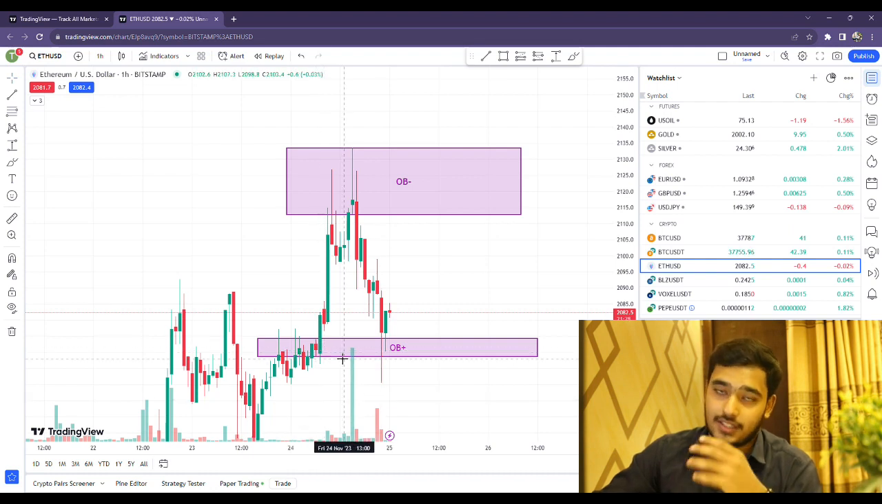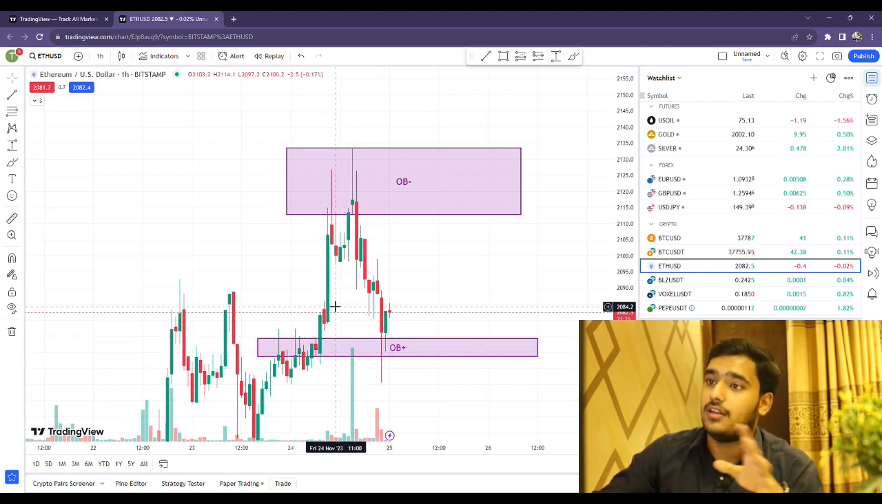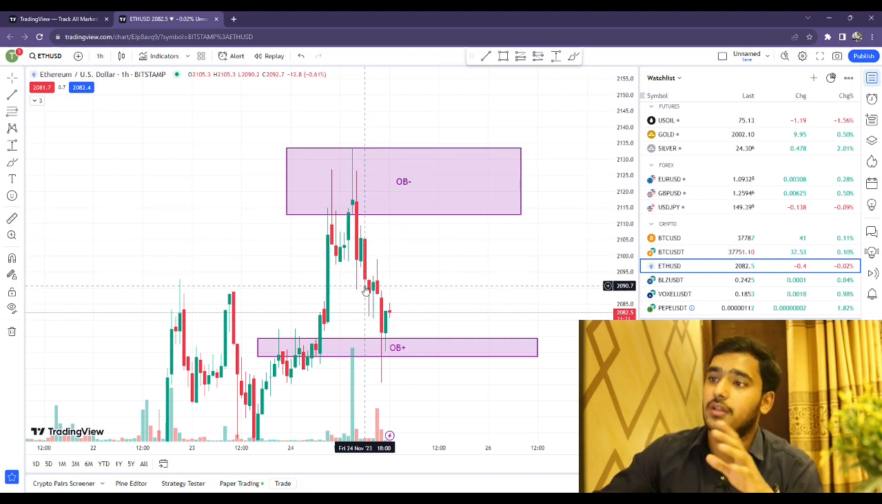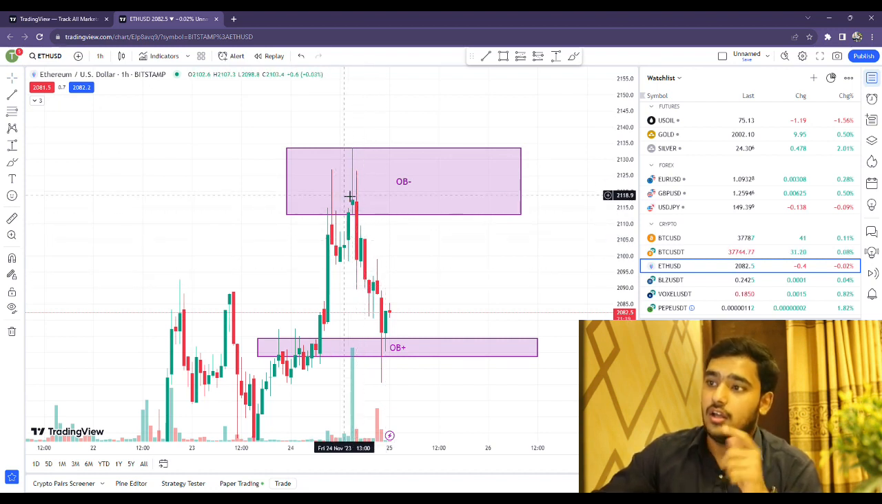Now this is called price action analysis, right? We're not gonna see any patterns here. We're not gonna see any harmonic patterns here. We're just simply analyzing the price action, the candles in the market. So that's about it. That's how you can analyze the market by using price action.